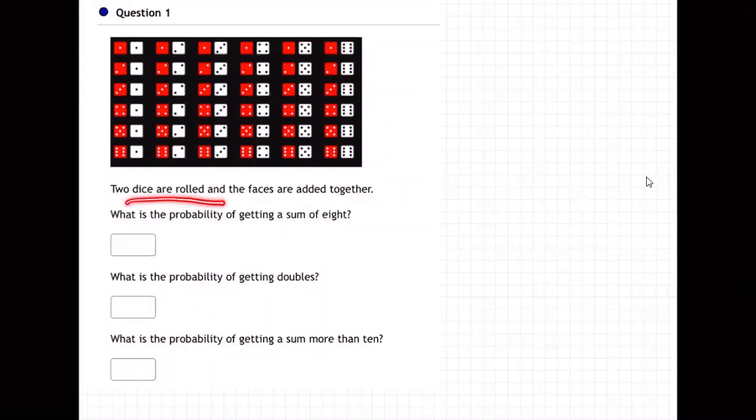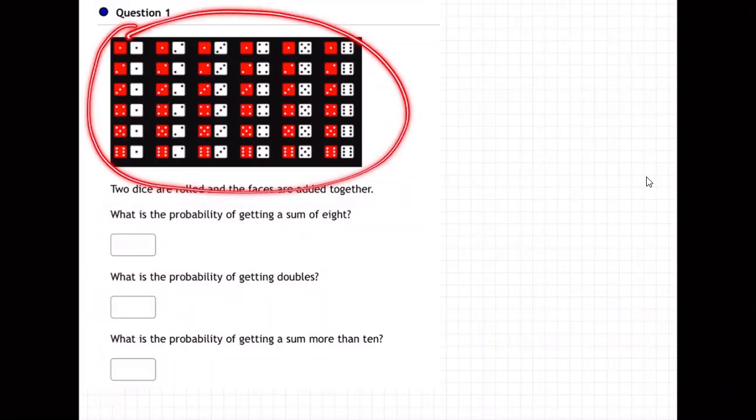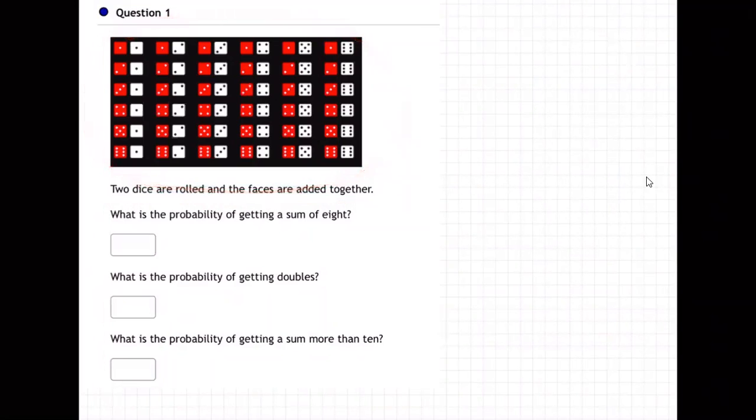So 2 dice are rolled, and the faces are added together. And they're going to ask us some questions. So this is what can happen when you roll 2 dice. Notice there's 36 possibilities. You see how I'm coming up with that? Because there's 6 rows and 6 columns. It's a 6 by 6 array. Meaning when you roll 2 dice, what could happen?